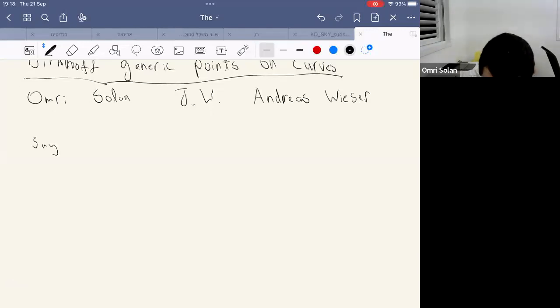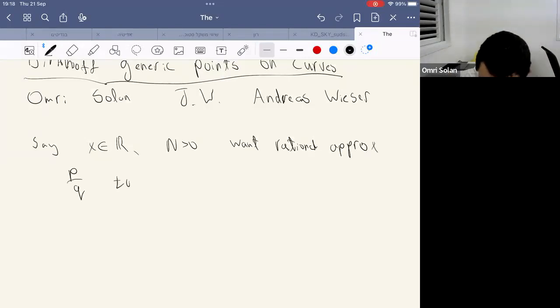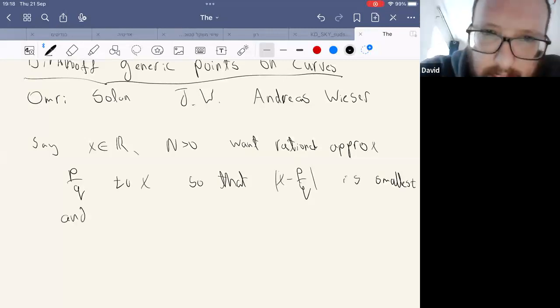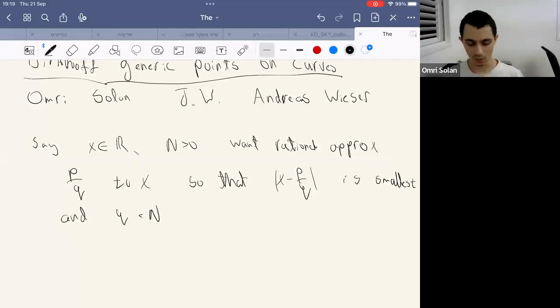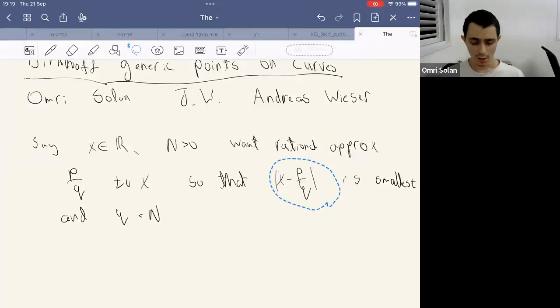Say x is a real number and n is some big number, and we want to find rational approximations p over q to x, so that |x minus p over q| is smallest, and q is at most n. So we want to minimize this quantity.